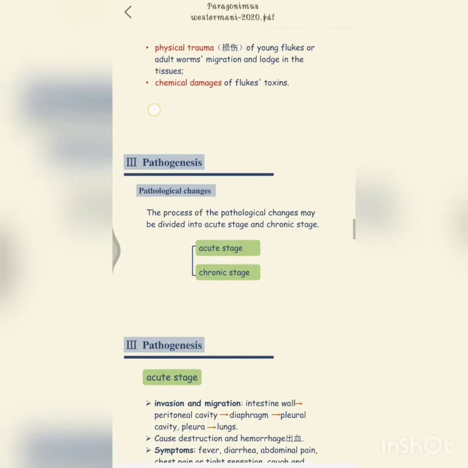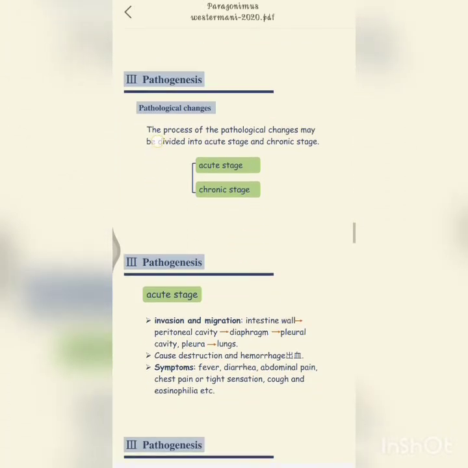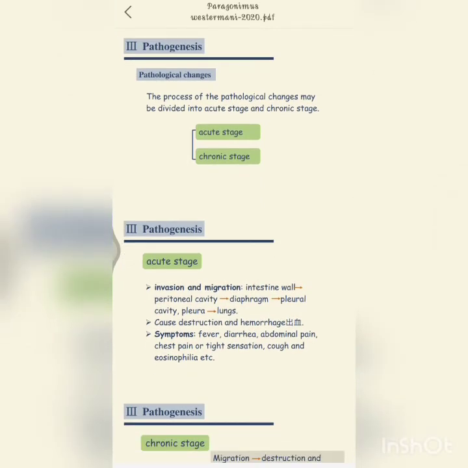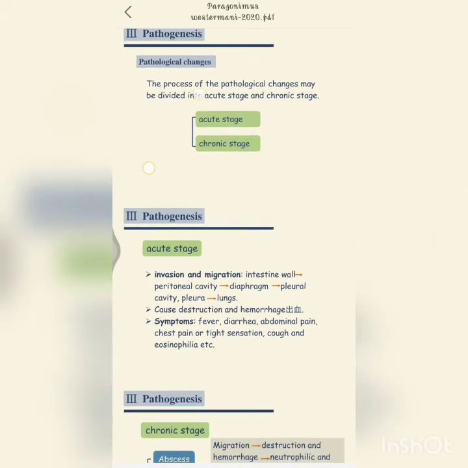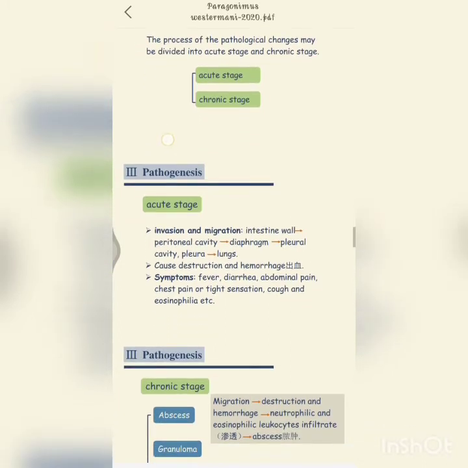What this fluke does is, whenever it enters the body, it invades all our tissue because it eats our tissue as its nutrition. So it easily destroys our lung parenchyma, leading to severe lung distress, causing dyspnea and also other difficulties. The process of pathological changes may be divided into acute and chronic stage. The acute is somewhat a normal stage, but the chronic is the most dangerous.